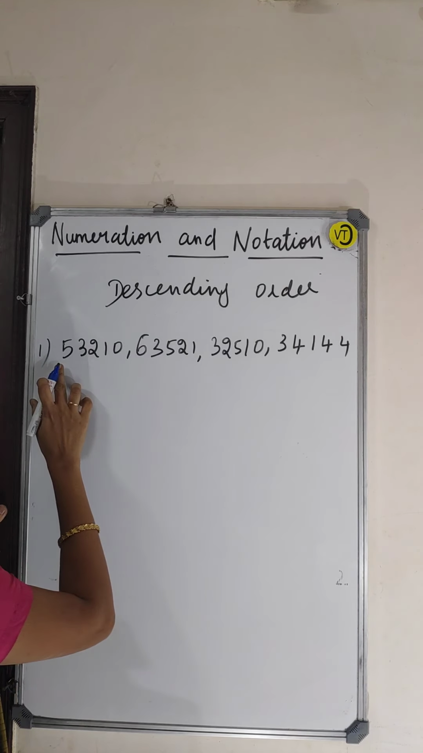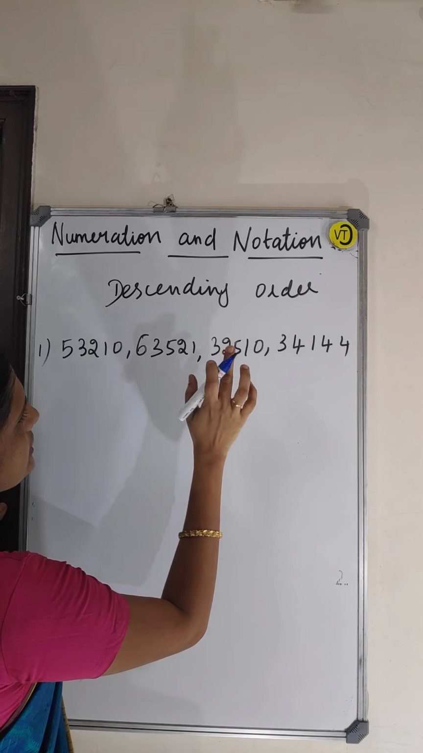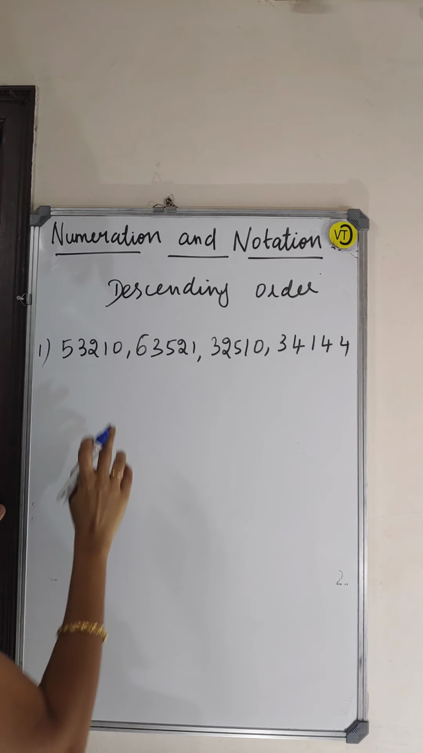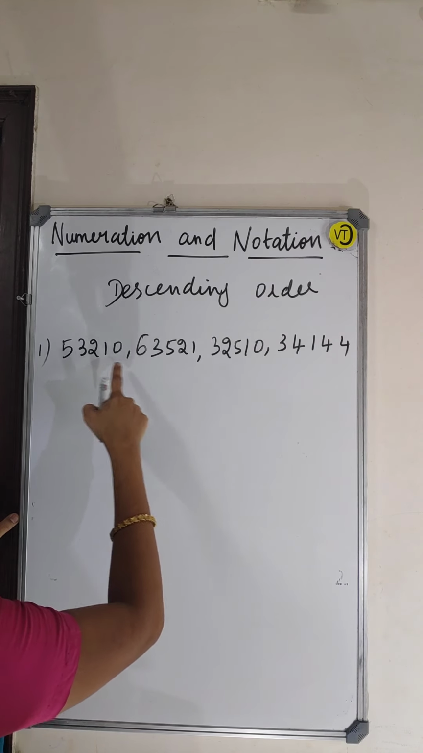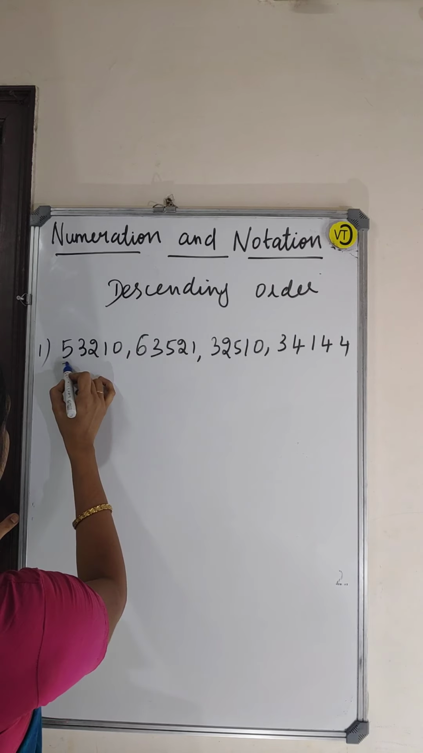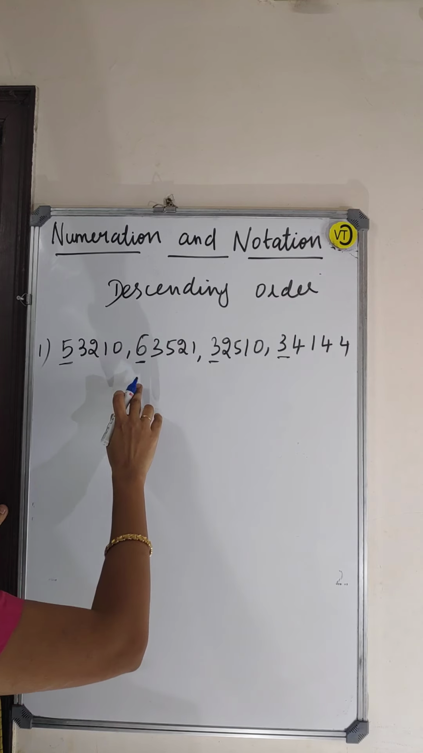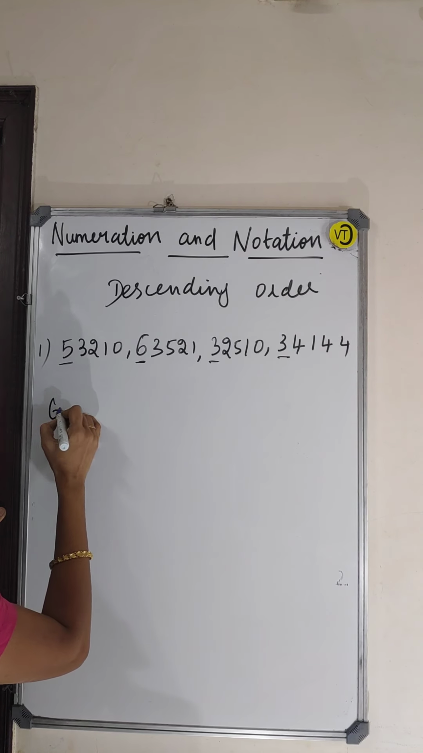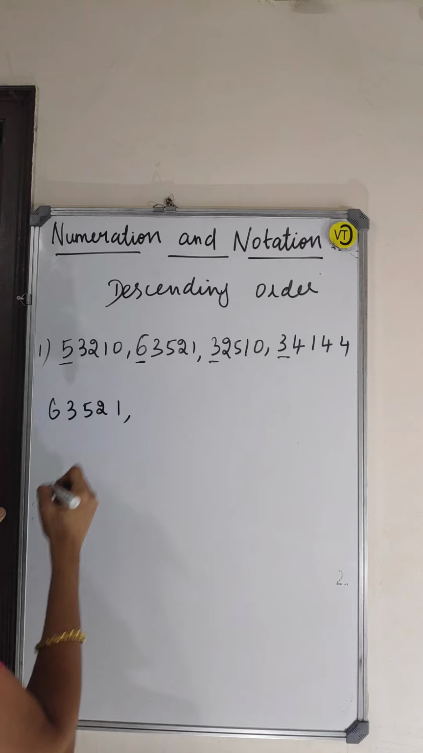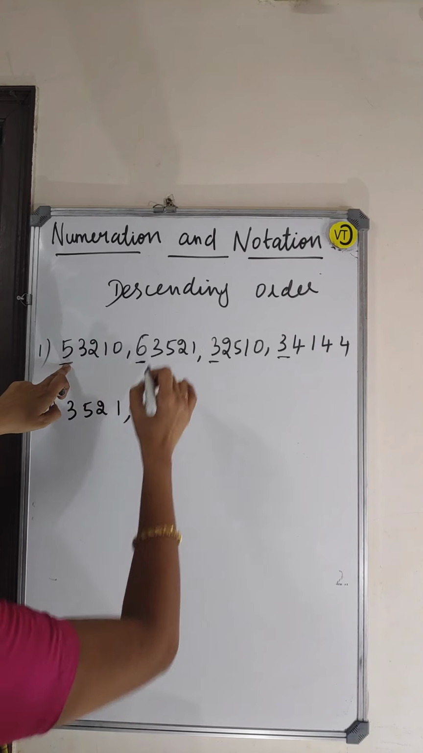Bigger number first. First of all, you count all the numbers. 5 digits here, 5 digits, 5 digits. Now descending order. This is 5 here, 6 here. First number I am checking. The first number is 6. Bigger number to smaller number I have to write. So 63521. The next number is 5, after that I have written this.